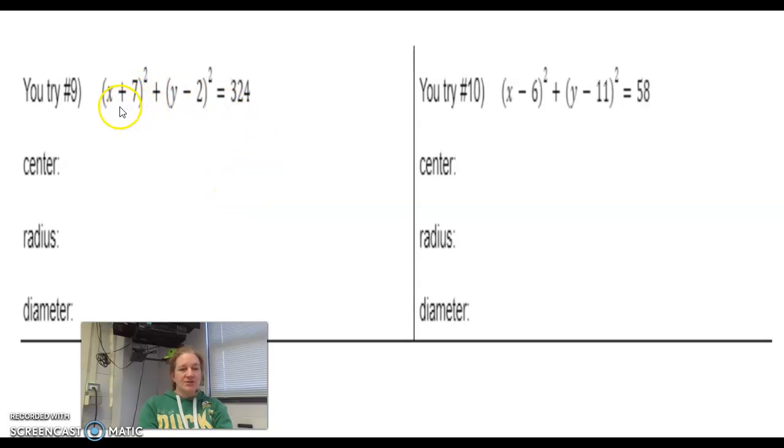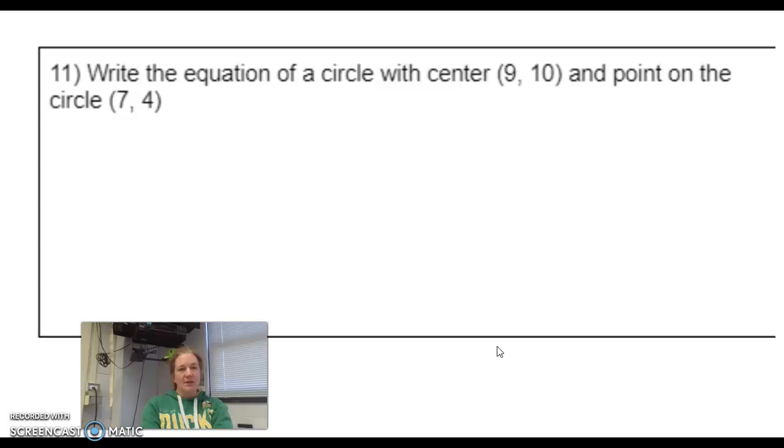Now I want you to try it. So you need to find your center. Remember, switch your sign. Okay? And now do number 10. Same thing, and don't forget you're taking the square root of your radius. All right.